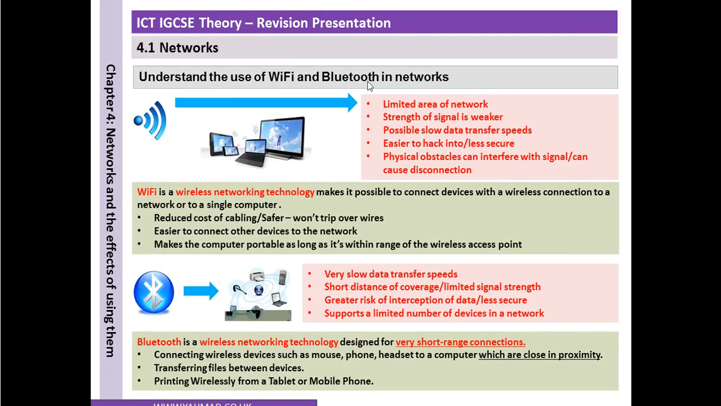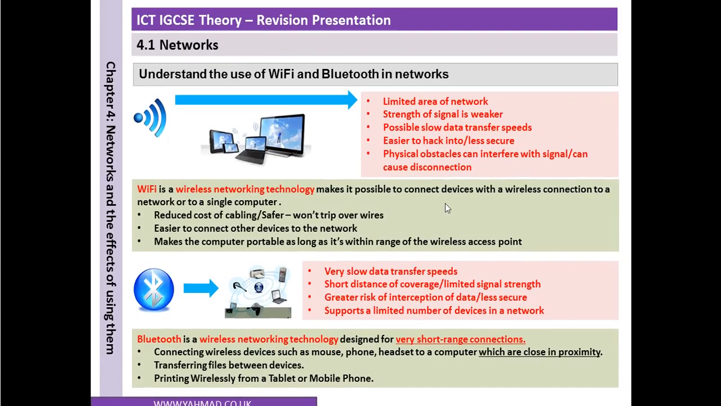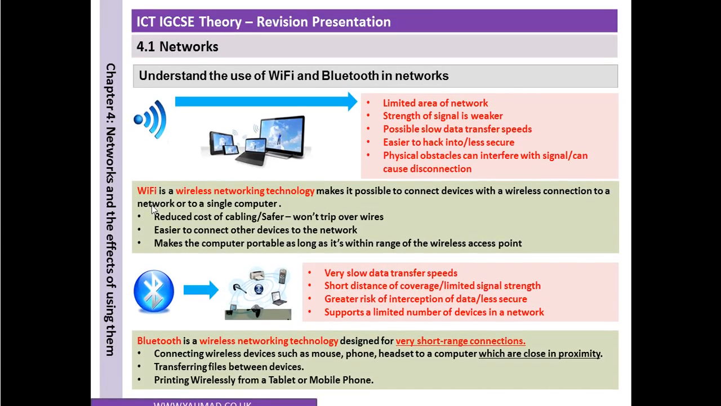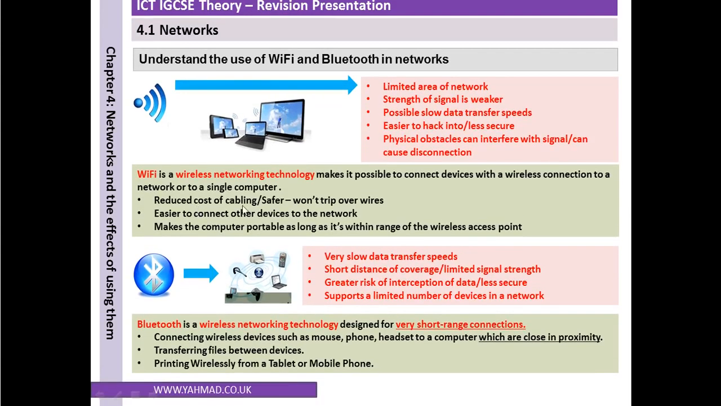Okay, understand the use of Wi-Fi and Bluetooth in networks. So Wi-Fi is a wireless networking technology which makes it possible to connect devices with a wireless connection to a network or to a single computer. So the advantage of using Wi-Fi is a reduced cost of cabling, so safer, less trip hazards, or you won't trip over cables or wires.